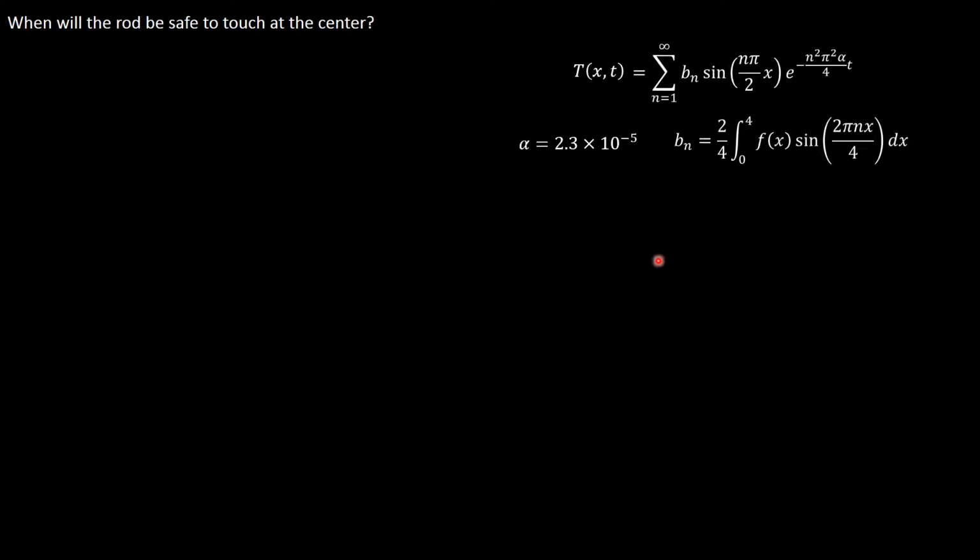so when will the rod be safe to touch at the center? It started at 100 degrees Celsius. We were curious when it was going to reach 50 Celsius. So we take our partial sum with 90 terms, and we ask at the center, which is x equals 1, and for what time t will we get 50 degrees Celsius? And I used the FindRoot function because the NSolve function was acting up for this problem. I used FindRoot and made my initial guess 15,000 seconds based on the picture. The correct answer, it turns out, was 16,467.3 seconds.